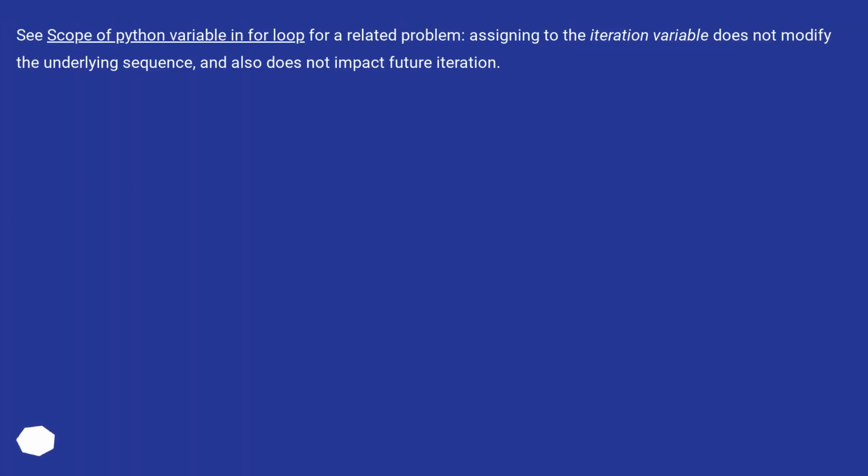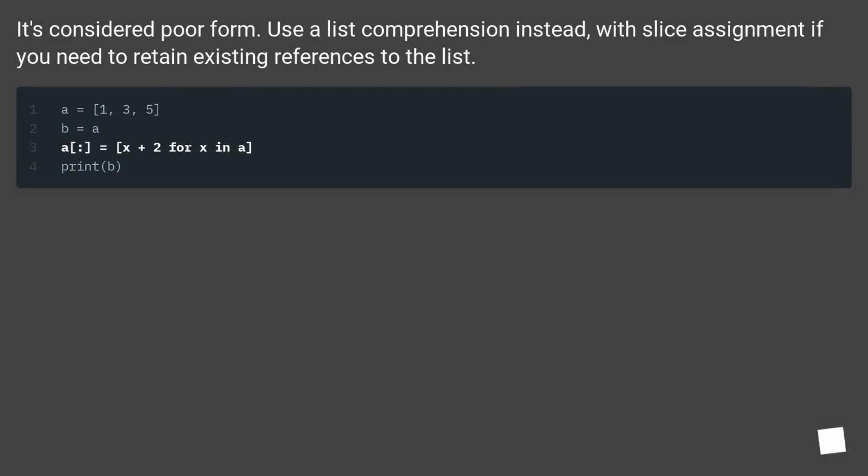See scope of Python variable in for loop for a related problem. Assigning to the iteration variable does not modify the underlying sequence, and also does not impact future iteration. It's considered poor form. Use a list comprehension instead, with slice assignment if you need to retain existing references to the list.